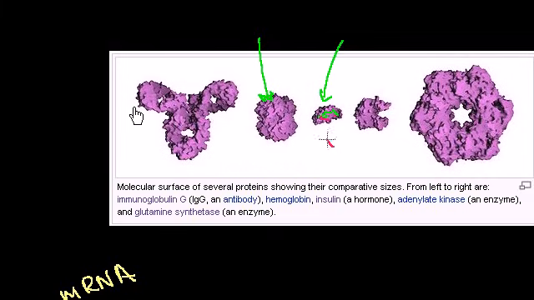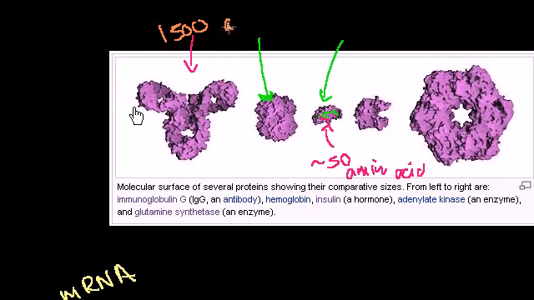This right here is approximately 50 amino acids, I forgot the exact number. This right here, immunoglobulin G, which is part of our immune system, is roughly 1,500 amino acids.